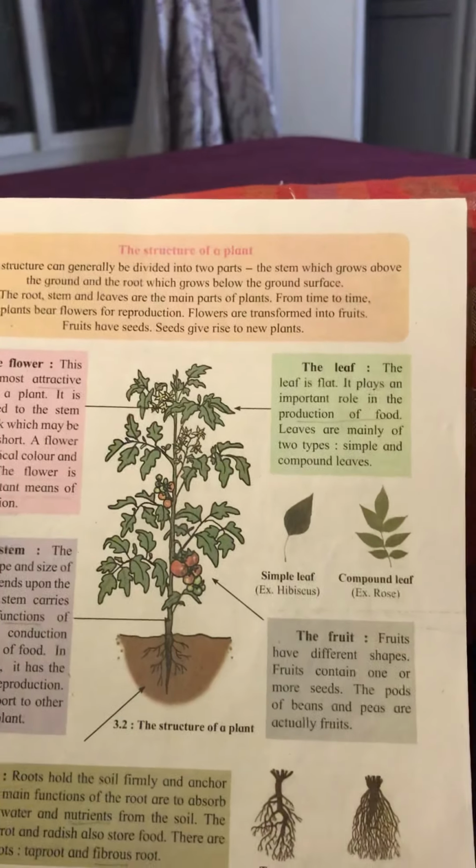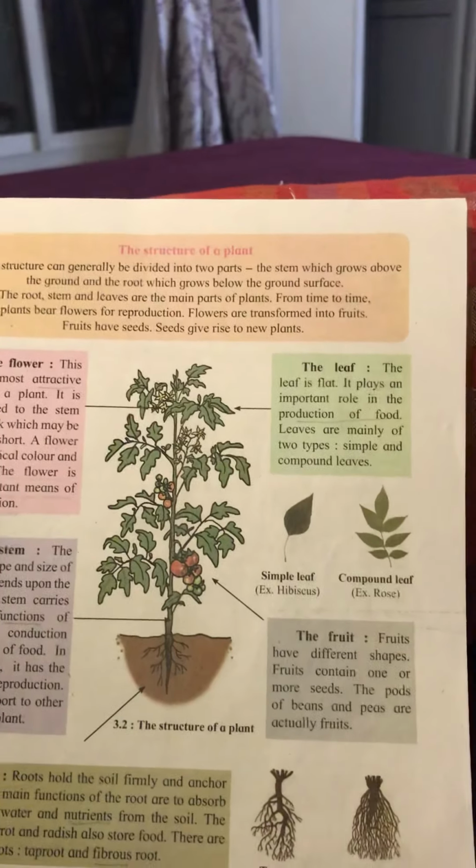Then you have the roots. The roots hold the soil firmly and anchor the plant. Okay, these are the roots. The main function of the roots is to absorb and transport water and nutrients from the soil. The roots of the carrot and radish also store food. There are two types of roots, tap root and fibrous roots.